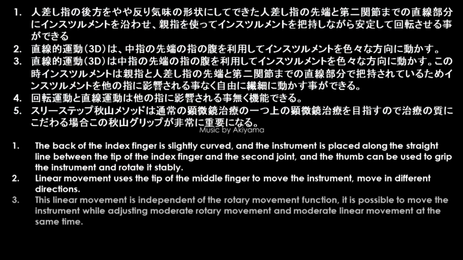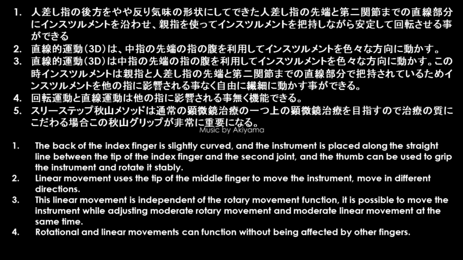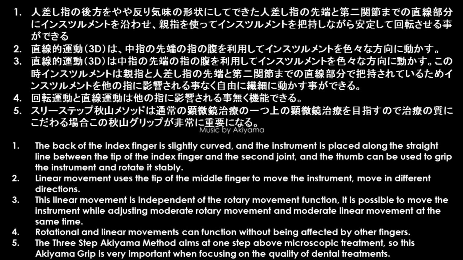One, the back of the index finger is slightly curved, and the instrument is placed along the straight line between the tip of the index finger and the second joint, and the thumb can be used to grip the instrument and rotate it stably. Two, linear movement uses the tip of the middle finger to move the instrument in different directions. Three, this linear movement is independent of the rotary movement function. It is possible to move the instrument while adjusting moderate rotary movement and moderate linear movement at the same time.